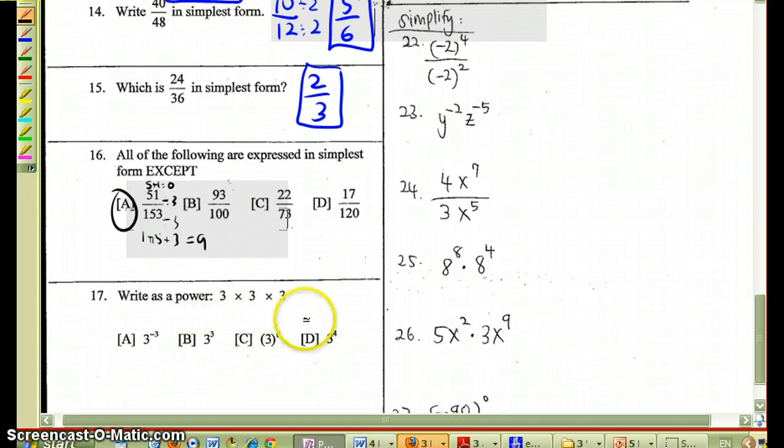Number 17, I'm going to write that as a power. 3 times 3 times 3 I know is the same as B here.